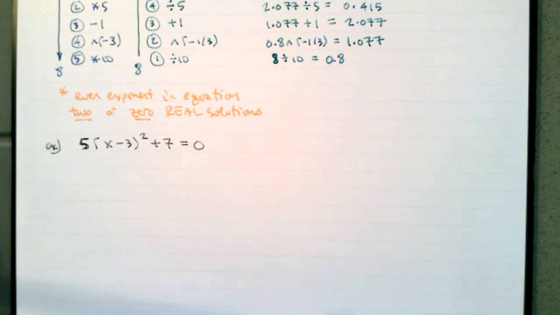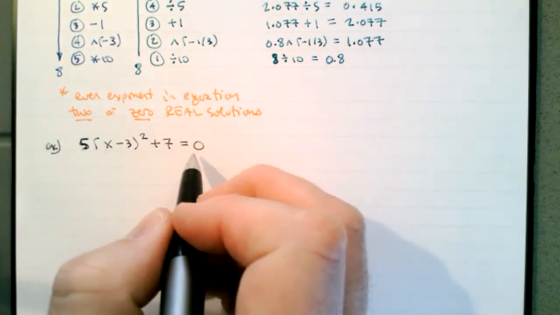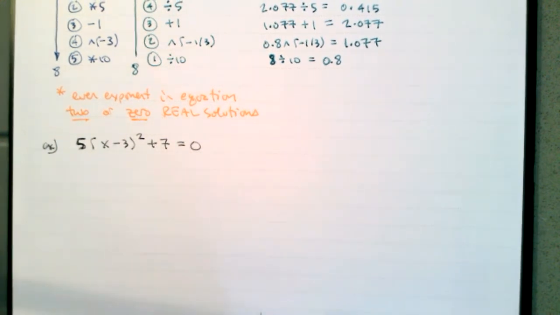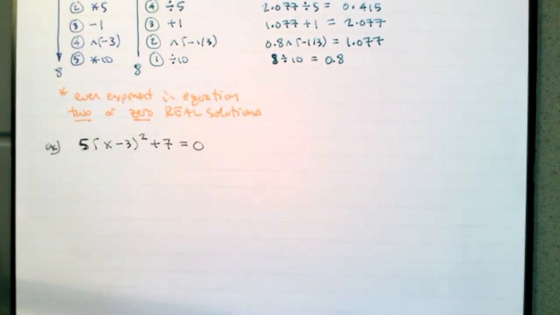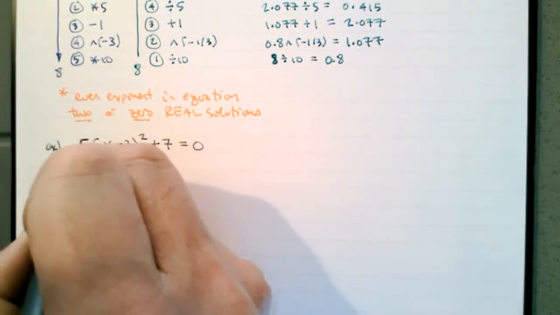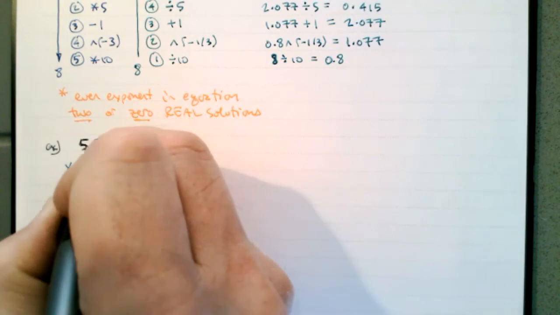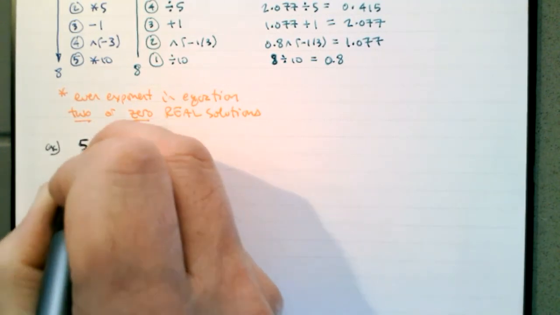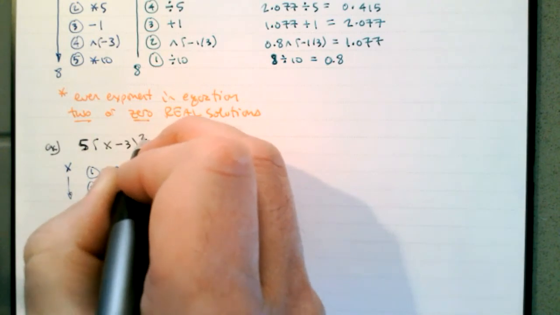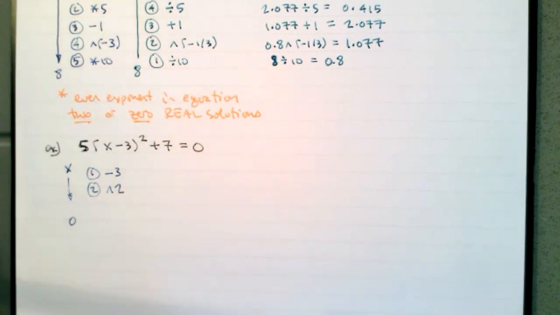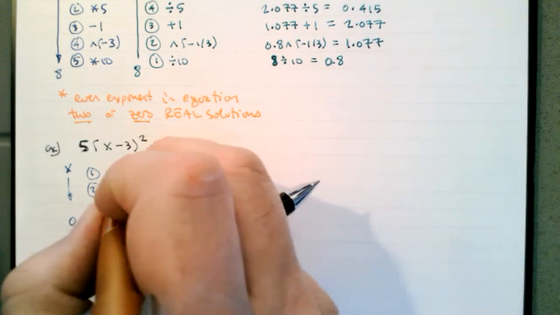Same strategy as before. We're going to see what happens to turn an x into a 0. First of all, we notice that there's an even exponent in the equation, so there could be 2 or 0 real solutions. Let's write down what we do to turn an x into a 0. First, we subtract 3. Second, exponents go before multiplication, so we'll raise to the second power. Now we've identified that there could be 2 or 0 real solutions.